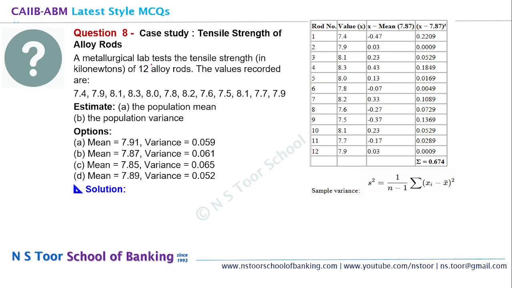A metallurgical lab tests the tensile strength in kilo-tons of 12 alloy rods. The values recorded for these 12 alloy rods are 7.4, 7.9, 8.1, 8.3, 8, 7.8 and so on.